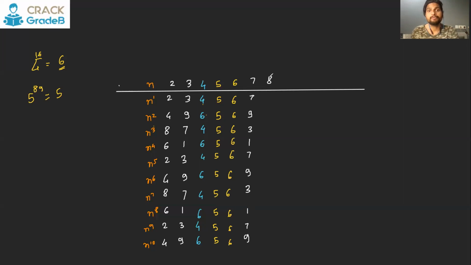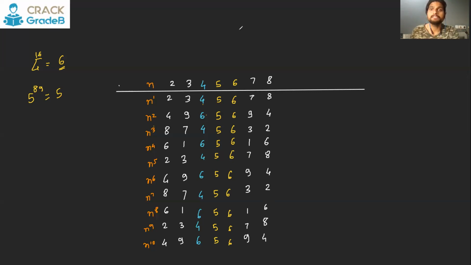Then comes the 8. 8 into 8 is 64, so 4. 4 into 8 is 32, so 2. 2 into 8 is 16, so 6. 6 into 8 is 48, so 8. 8 into 8 is 64, so 4. So 8, 4, 2, 6, 8, 4, 2, 6, 8, 4, 2, 6. The same 4 numbers will keep appearing. So here also you'll have to use the cyclicity 4.